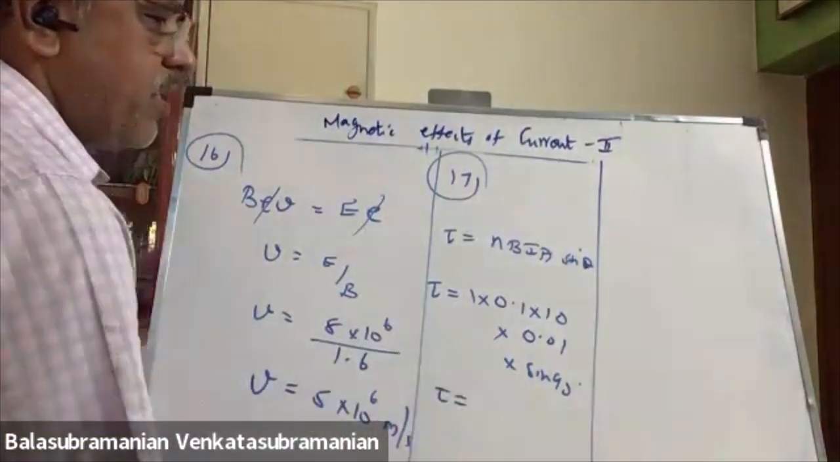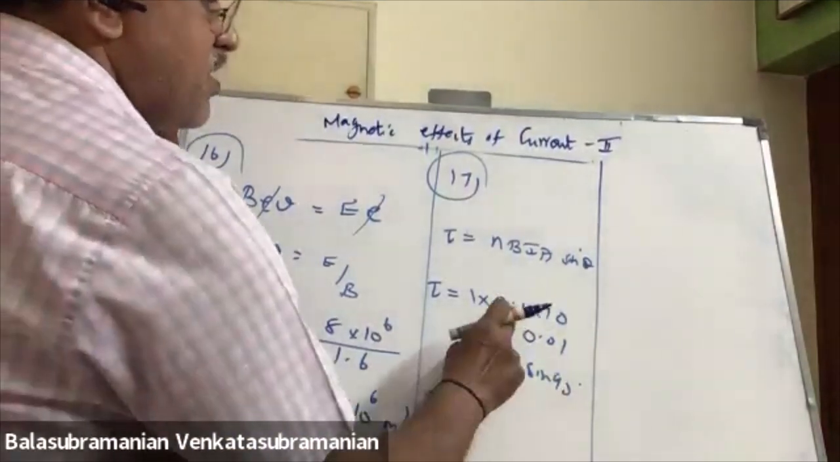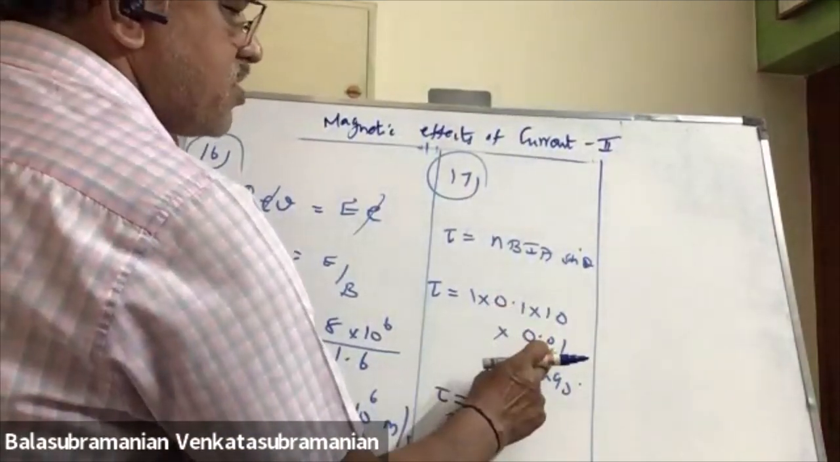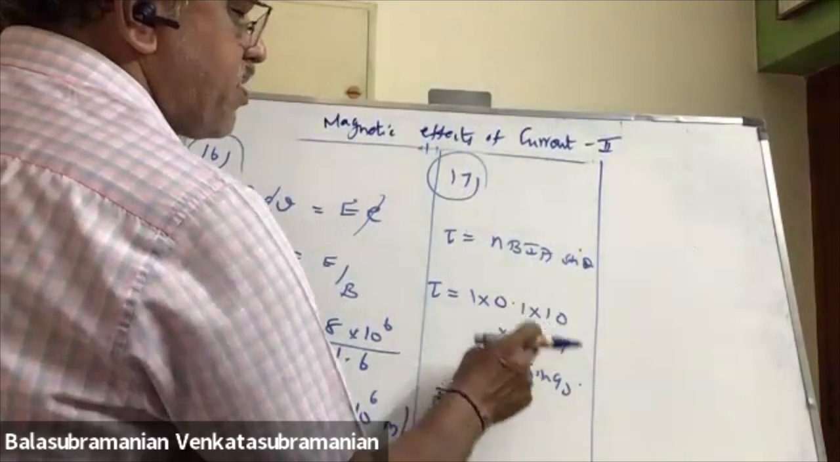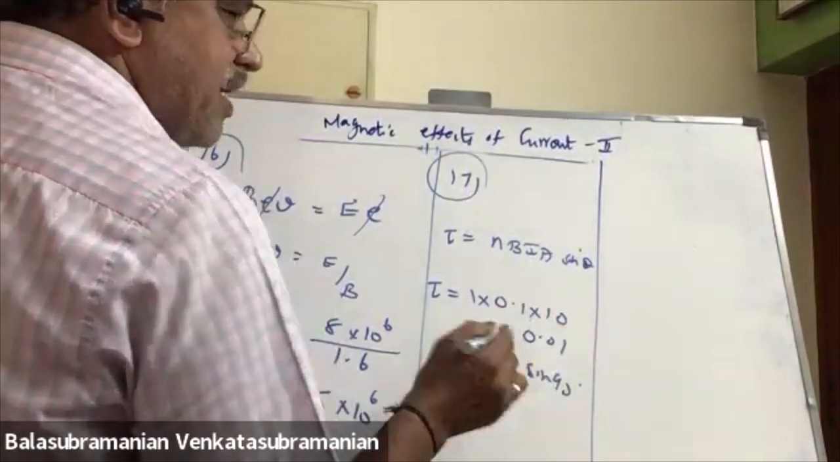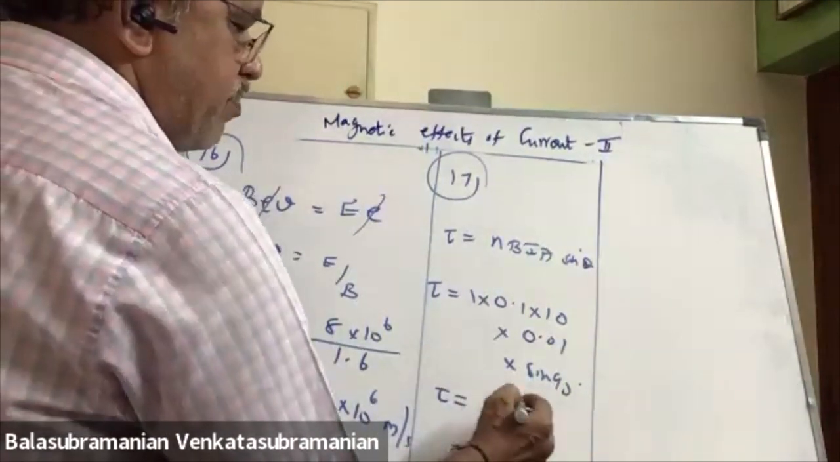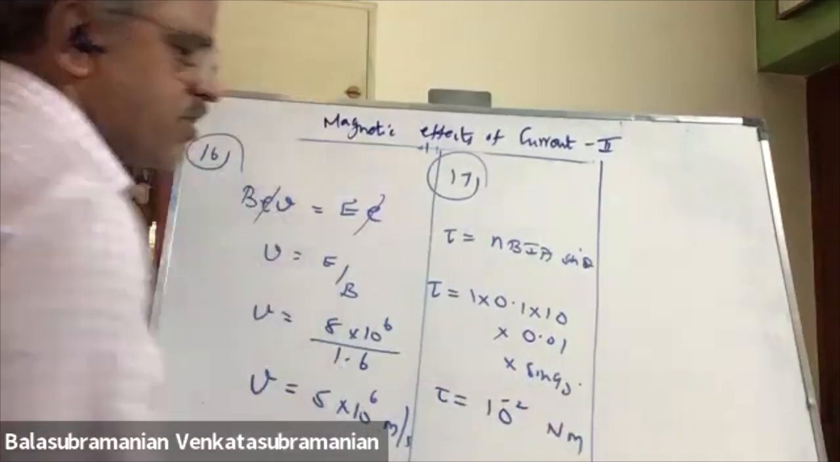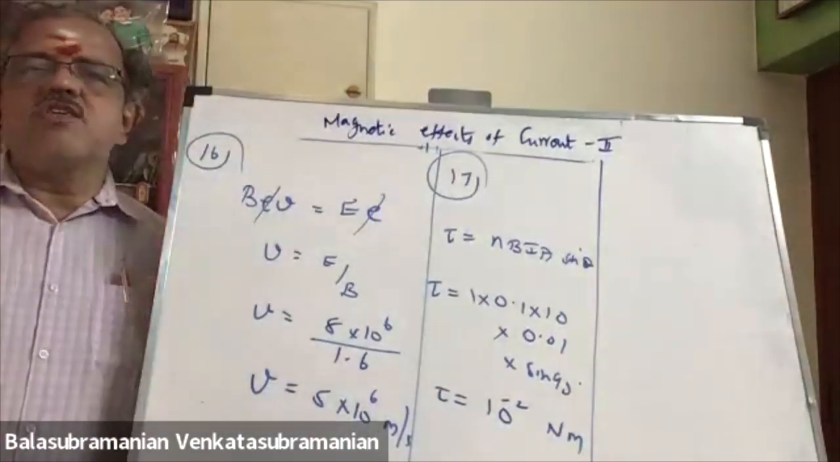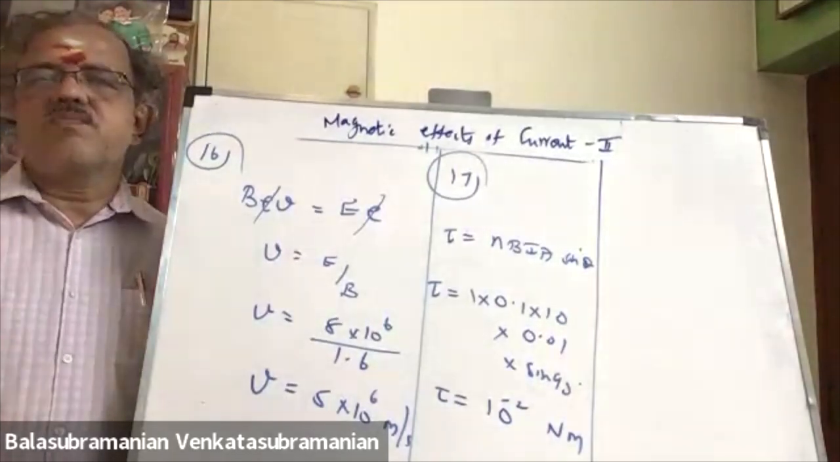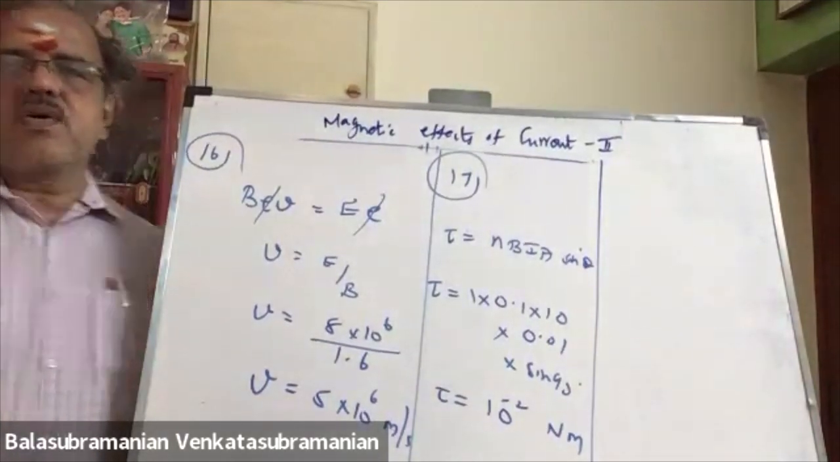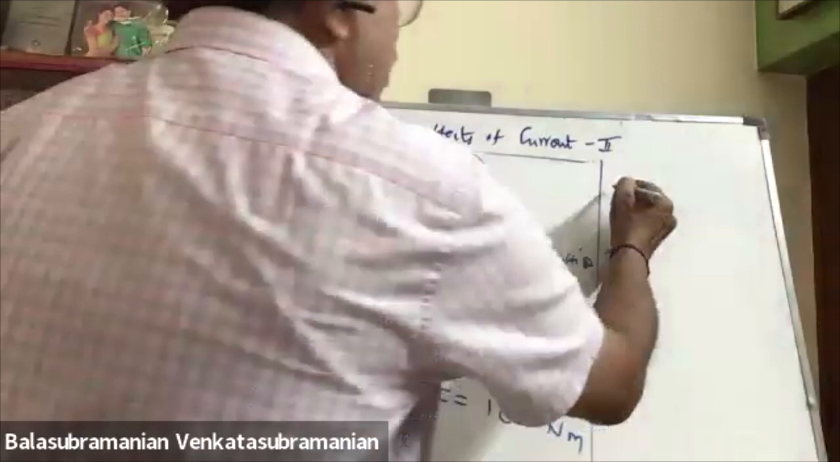So tau will be, sin 90 is 1. This is 10 power minus 1, this is 10 power minus 2. So 10 power minus 3 into 10, 10 into 10 power minus 3, 10 power minus 2 Newton meter. 0.01 Newton meter is the torque. Okay. 18th problem.